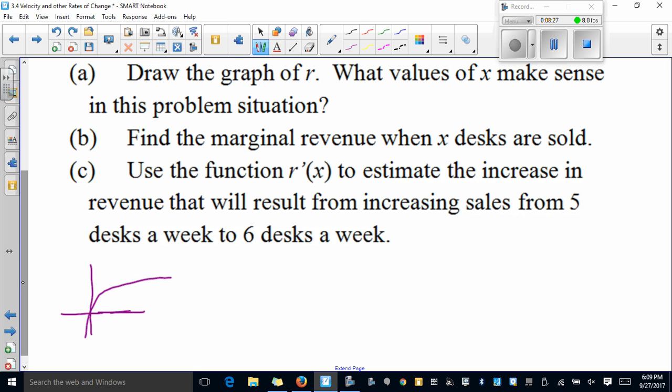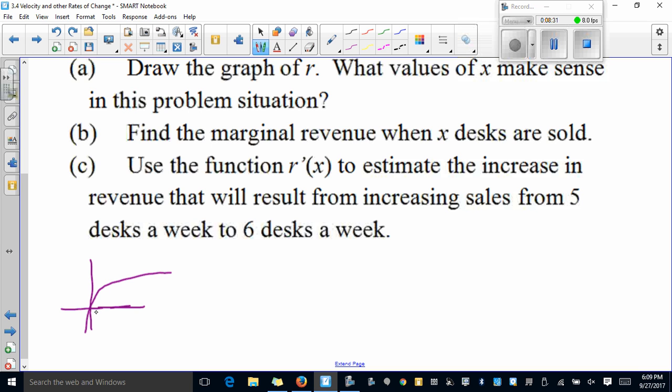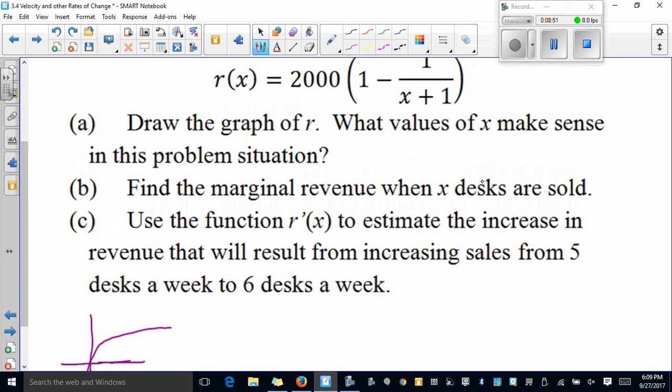Now, obviously, if you make no desks, this was revenue, yeah, so if you make no desks, you're going to make no money. That's obvious. But as you continue making desks, notice that when you graph this thing, it does start to flatten out. So as we continue to make desks, I don't want to say you're going to lose money, you're just not going to be making money. So what values of X make sense in this problem? Basically, as long as X is greater than 0.